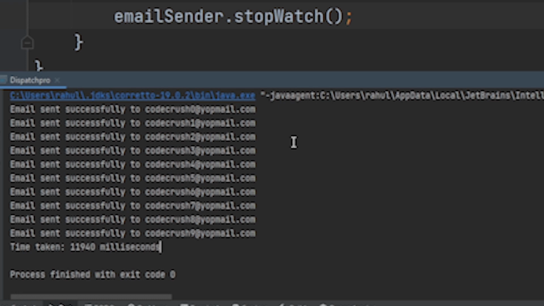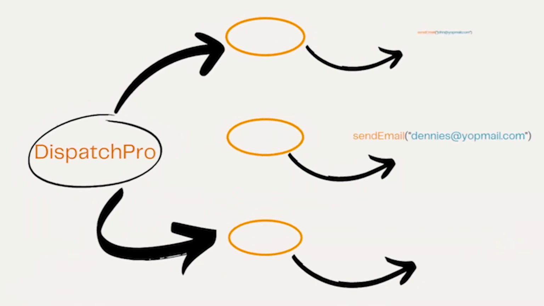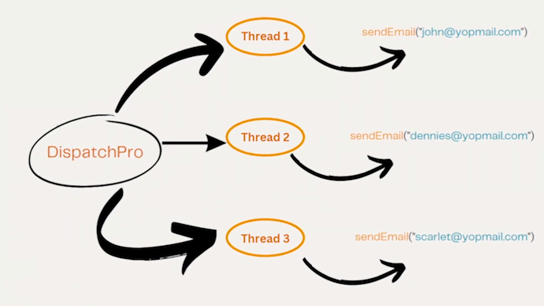Now let's imagine that we have to send more than 1000 emails at a time. Then what would be the time complexity? It would be huge, right? Now let's look at how we can reduce this time by using threads. In our previous example we saw that to send 10 emails it takes about 12 seconds. Now let's try to reduce the time by using threads. Earlier, the DispatchPro application sent email by itself. Instead of sending email by itself, now DispatchPro will create a thread for sending each email.